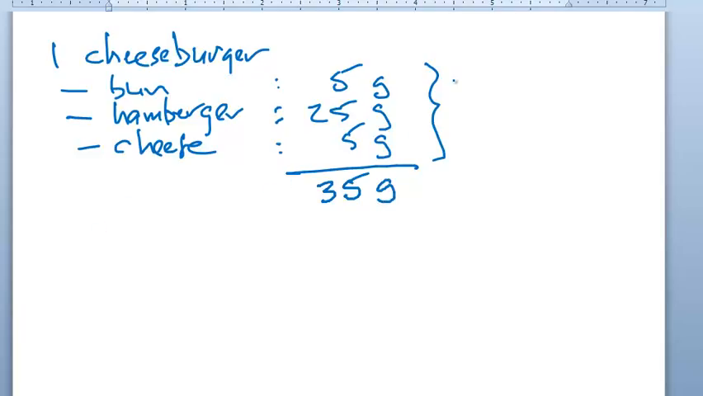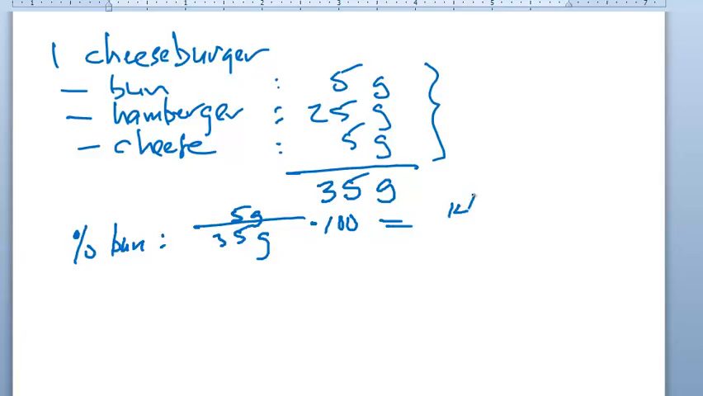Okay, so then if we want the percent coming from the bun, that would be 5 grams, which is the bun, divided by 35 grams, which is the total. And then if we want that in terms of a percentage, then you've got to multiply that by 100. And let's see, let's do that. 5 divided by 35 times 100 would be 14.3%.